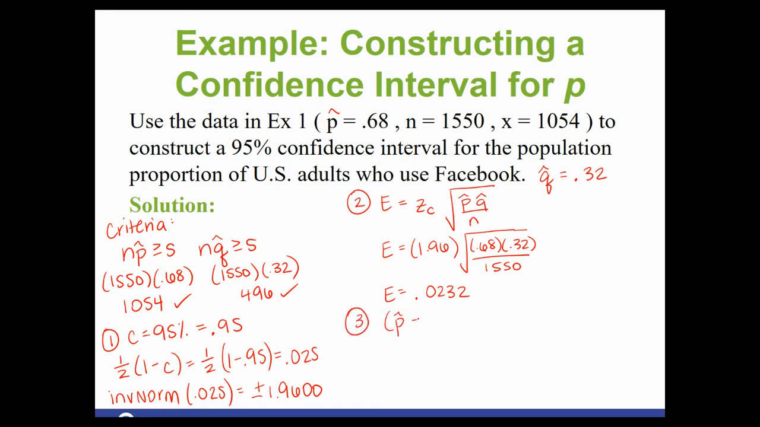And your last step is adding and subtracting that from our p hat. So 0.68 minus and plus margin of error.